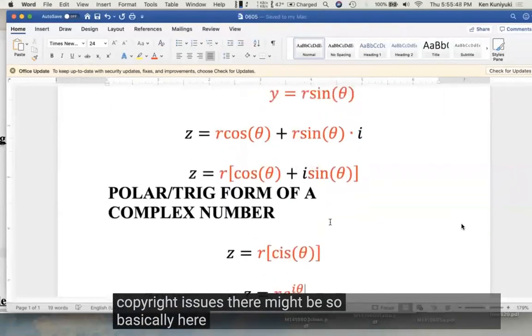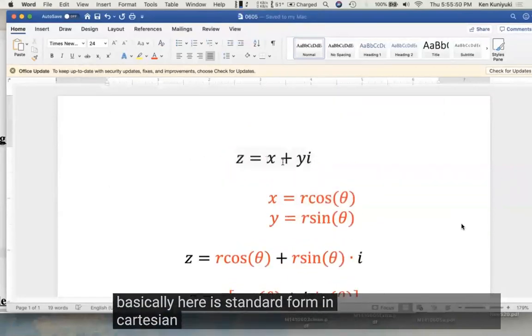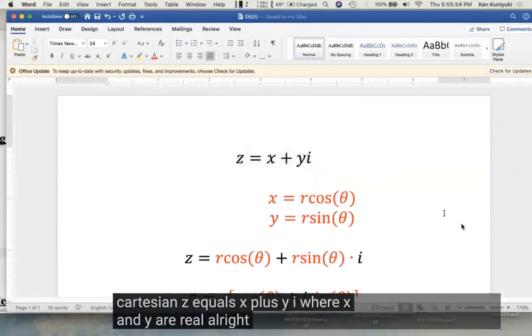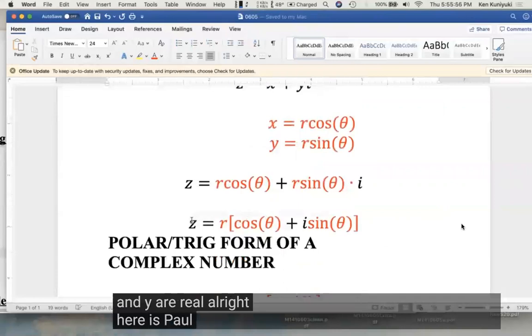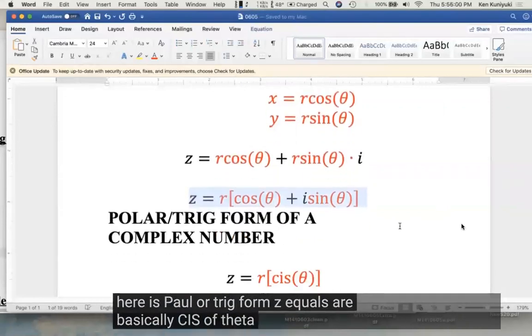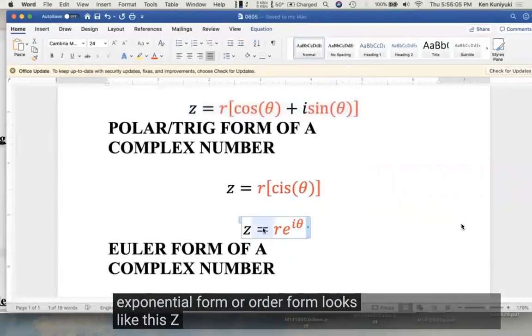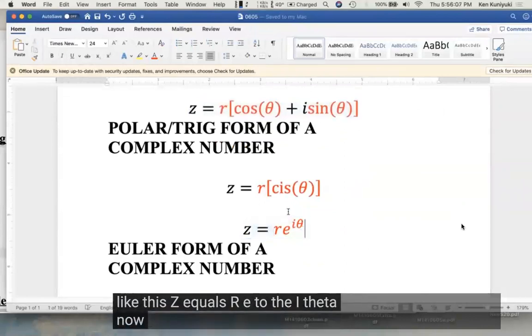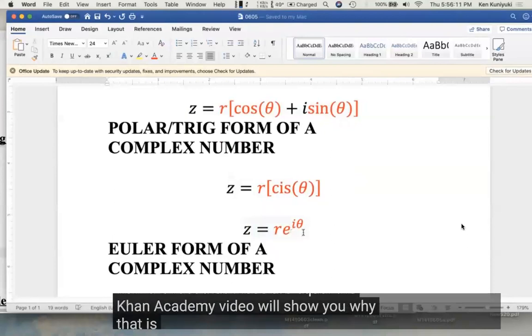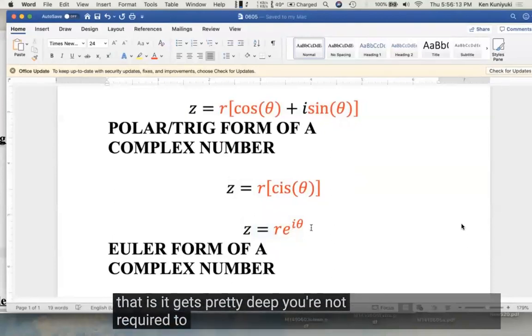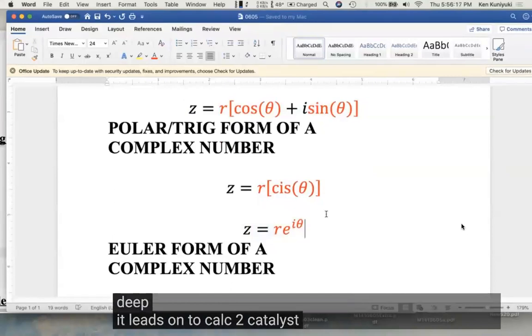So basically, here is standard form in Cartesian, z equals x plus yi, where x and y are real. Here is polar or trig form, z equals r, basically CIS of theta. And then the exponential form or Euler form looks like this, z equals r e to the i theta. Now the fact that these are equal, the Khan Academy video will show you why that is. It gets pretty deep. You're not required to know why, but it's pretty deep. It leads on to Calculus 2 on series.